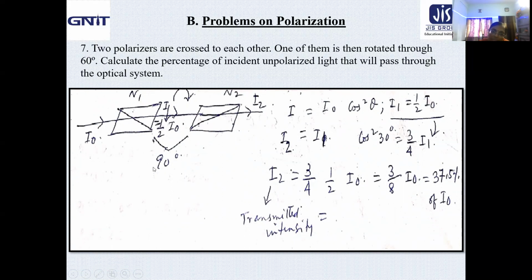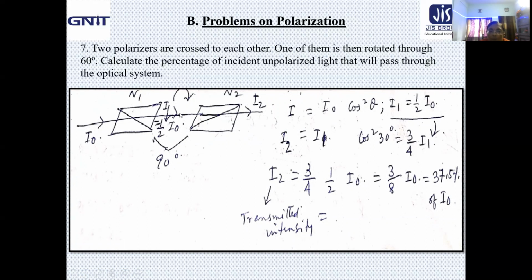They were crossed, that means the angle is 90 degrees. Now one of them is rotated, maybe any one. Naturally, the angle will be 30 degrees in between now. When I0 unpolarized light comes out of the first polarizer, we will get half I0. So intensity coming out of the first polarizer, I1 equal to half I0. Already we have proved that. Now, the angle between these two is 30 degrees.